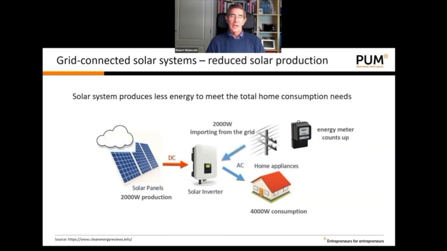Let's assume that there is a cloudy day and the solar panels produce only 2,000 watt. The 2,000 watt goes into the inverter, which transfers the 2,000 watt to your house, but your house needs 4,000 watt as power, as consumption for powering the equipment in your house. Then 2,000 watt will be imported from the grid to add to the solar energy to have the 4,000 watt, and the energy meter counts up.